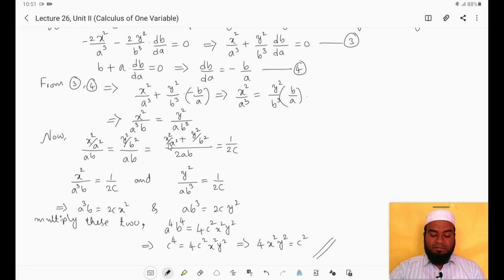Then this is from equation 1, it is 1. From equation 2, ab is c. So 2c we will get. Now x square by a cube b equals to 1 by 2c, and from this y square by a b cube equals to 1 by 2c, right? a cube b equals to 2c x square, and a b cube equals to 2c y square. Now multiply these two, you will get a power 4 b power 4 equals to 4 c square x square y square. Now ab is c, so c power 4 equals to 4 c square x square y square. c square and c square will get cancelled from this. What will remain? 4 into x square y square equals to c square, which is the required envelope.